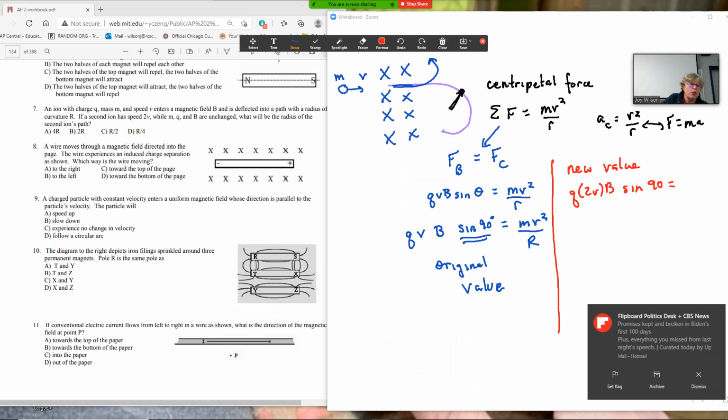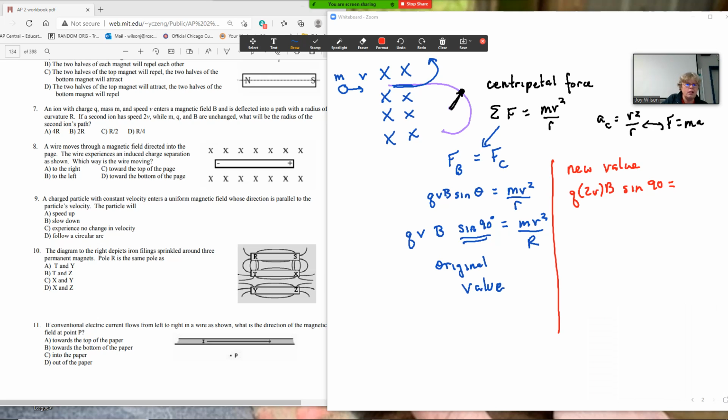And so now what I want to know is what happens to our velocity when I fill it in here? Okay, so what's going to happen? Well, on this side we have 2 times the magnetic force, so the magnetic force side has doubled. So what does that do on the other side when we don't change anything else? Well, on this side we have m, but 2v squared.